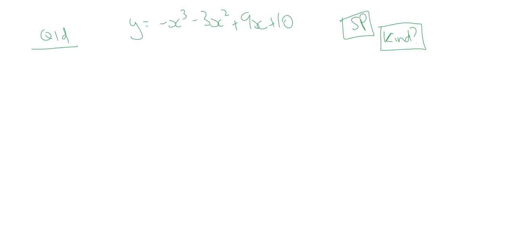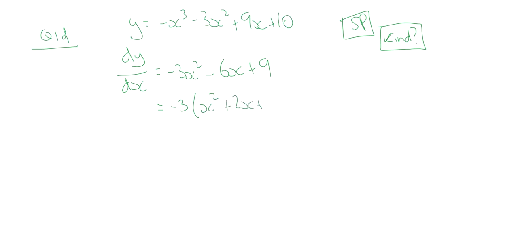So the first thing I'm going to do is find my derivative, dy/dx. I want to find where my stationary points are. So remember, when the gradient is 0, it is a stationary point. So I get negative 3x squared minus 6x plus 9. So the first thing I have to do is solve this. So I'm going to take out my common factors. I'm going to take out negative 3 because I need my first term to be positive. So that gives me x squared plus 2x minus 3.